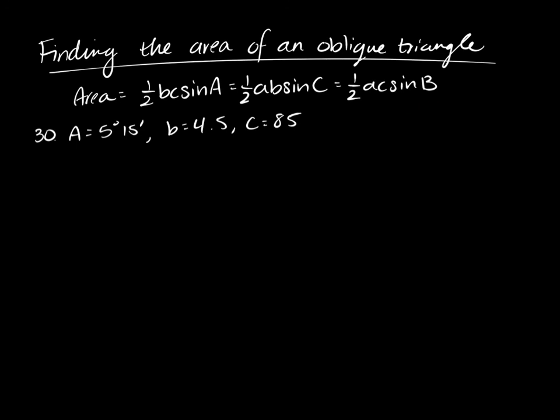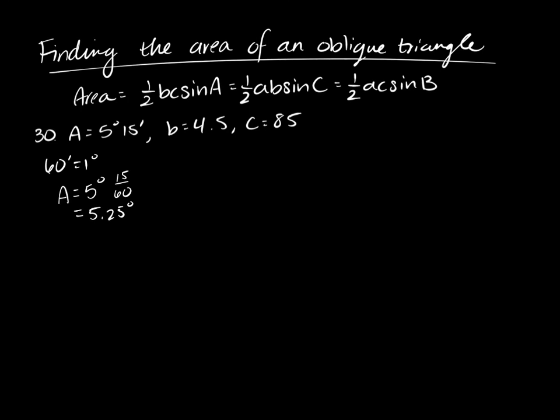So essentially all you're going to do is you're going to see what side was I given, what angle was I given, and which of the three formulas can I plug it into. So in number 30, we're given angle A, side B, and side C. The first thing I'm going to do is convert angle A into degrees because I've got 5 degrees and 15 minutes. I know that there are 60 minutes in 1 degree. So angle A will be 5 degrees and 15 over 60, which will then be 5.25 degrees.